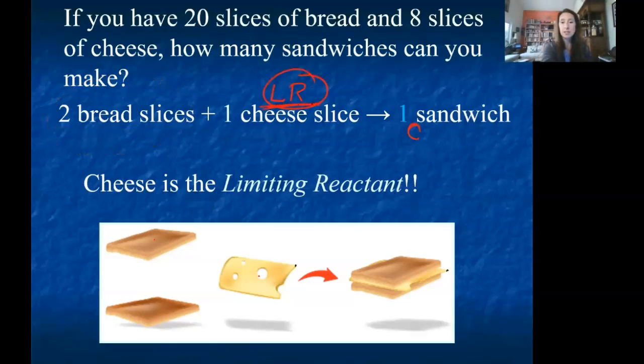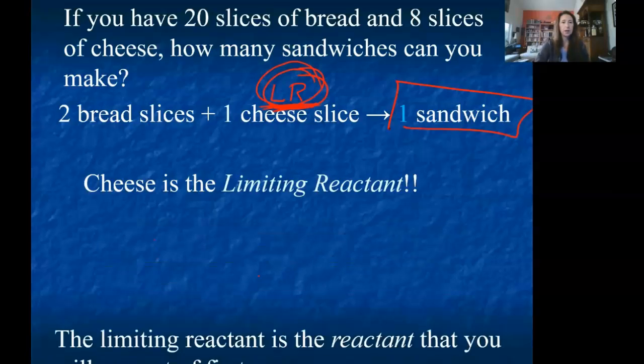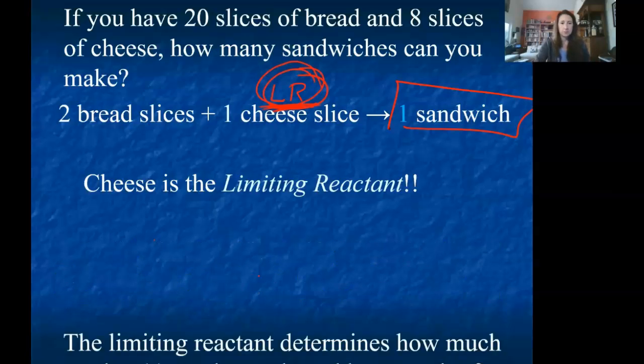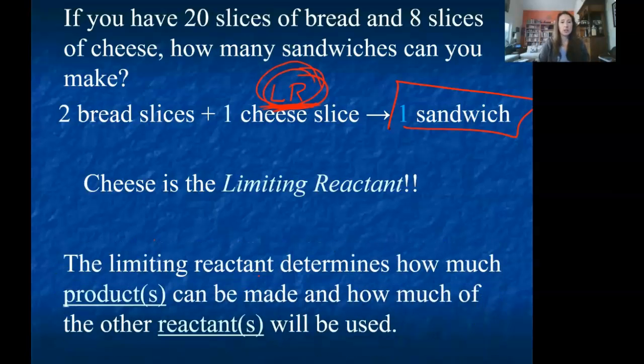The limiting reactant determines how much product we can make. If we only have 8 cheese slices, that means we can only make 8 sandwiches. So your limiting reactant determines how much product you can make. Let's do this one with a little bit of math. The limiting reactant is the reactant that you run out of first. It determines how much product can be made and how much of the other reactant will be used.